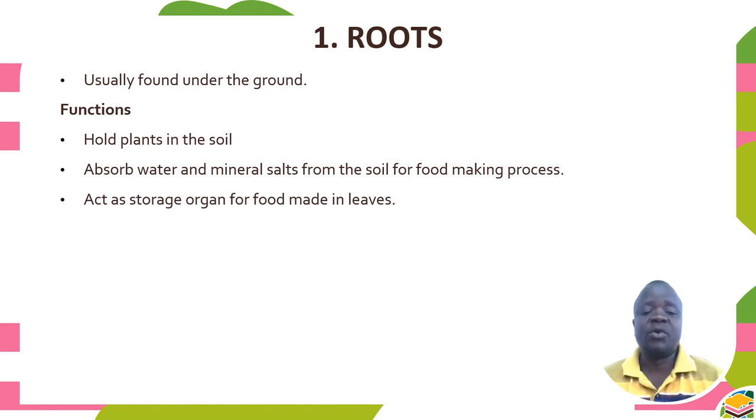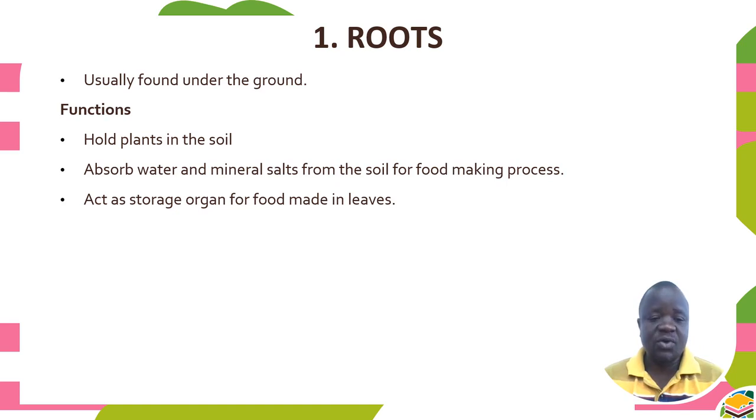One, they absorb water and mineral salts from the soil for the food making process. So basically, the roots are there to absorb water and other mineral elements that are very vital in the process of photosynthesis. Because we have nitrogen as a mineral element, which is transported in soluble form. And this one is required to produce green matter in the leaves.